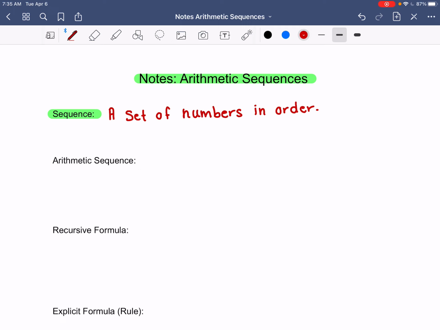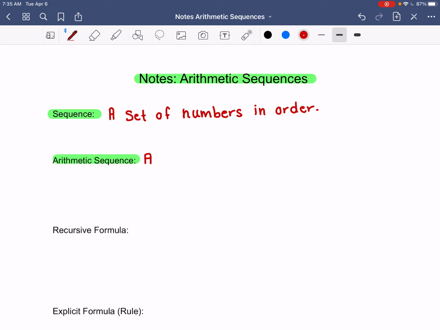An arithmetic sequence, which is what we're going to look at today. There's kind of two types of sequences that we're going to look at in today's lesson. An arithmetic sequence is just a sequence where the numbers have a constant difference between them. It means you add the same number over and over and over again.